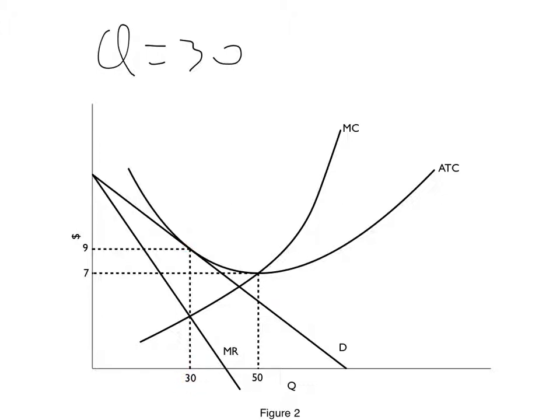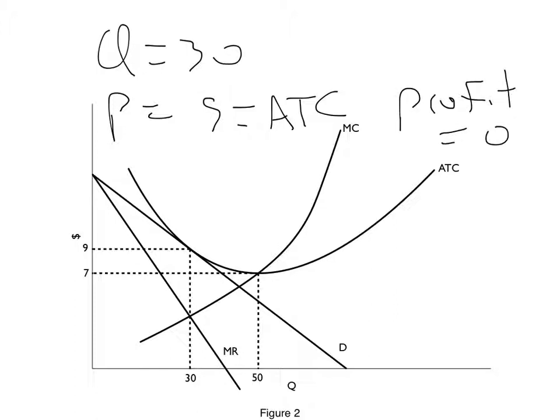Again, the price is determined along the demand curve at a price of $9. Well, notice that in this case, the demand curve is tangent. It just touches the average total cost curve. They're at a quantity of 30 and a price of 9. So we know that at this quantity, price and average total cost are the same, which means the firm's profit is zero. There's no rectangle that we can shade in. The firm has reached its long-run equilibrium.